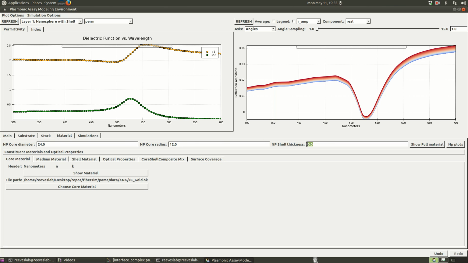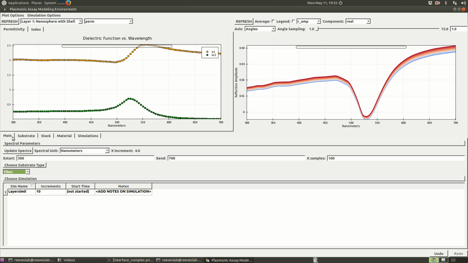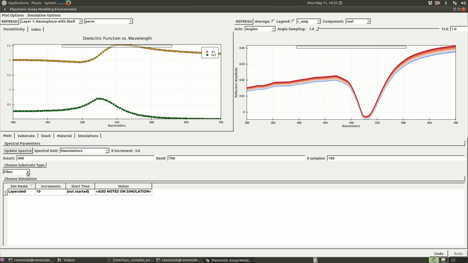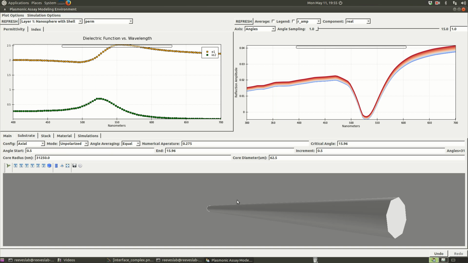Let's go ahead and make sure the shell is set to 0. So these are bare nanoparticles. And we can take our wavelengths between 400 and 700. Now the substrate, whereas last time it was a glass slide, is now a fiber. You can see that the fiber, as I've drawn before, is also rendered here, and we would be putting our film flush on this end face. The configuration is already set to axial. For angle averaging, let's leave this as equal. This is more relevant in the transversal configuration.